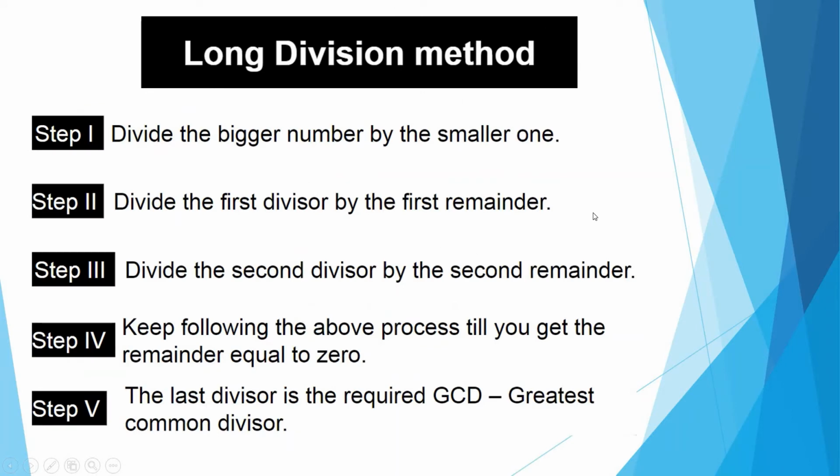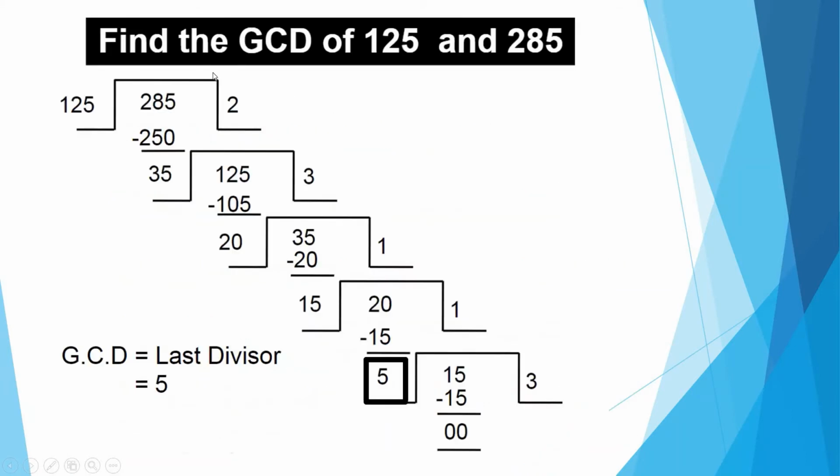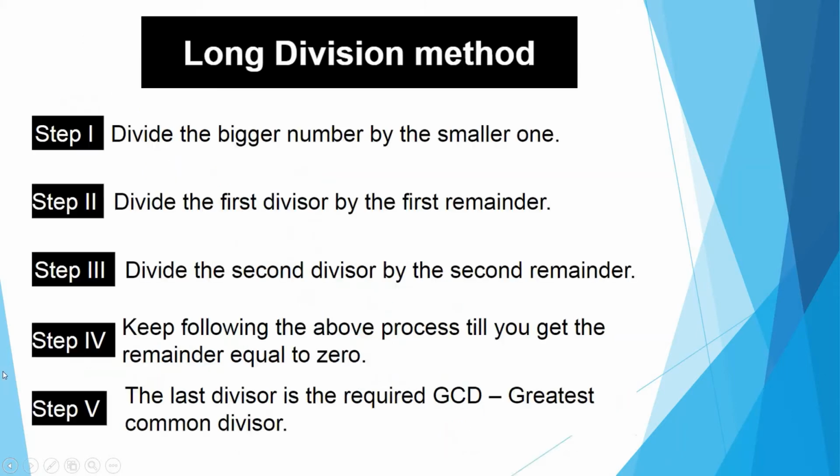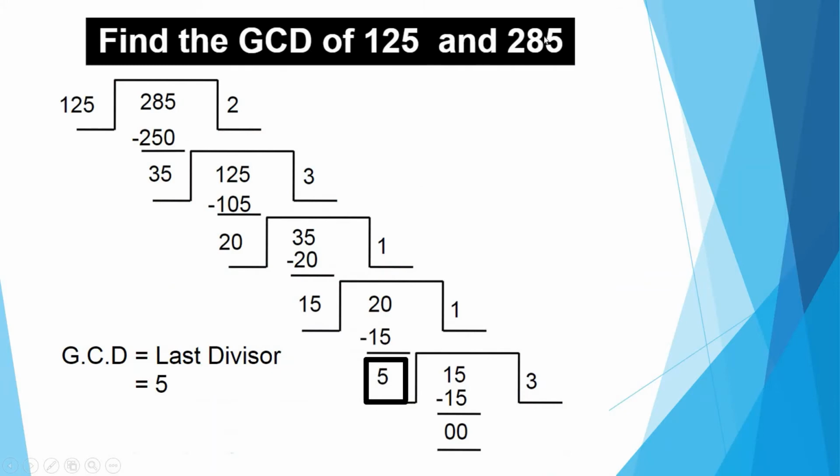Okay, so we need to find the greatest common divisor, or the highest common factor, of 125 and 285. First, we need to divide the bigger number by the smaller number. Here we have 125 and 285. We need to divide the bigger one by the smaller one.